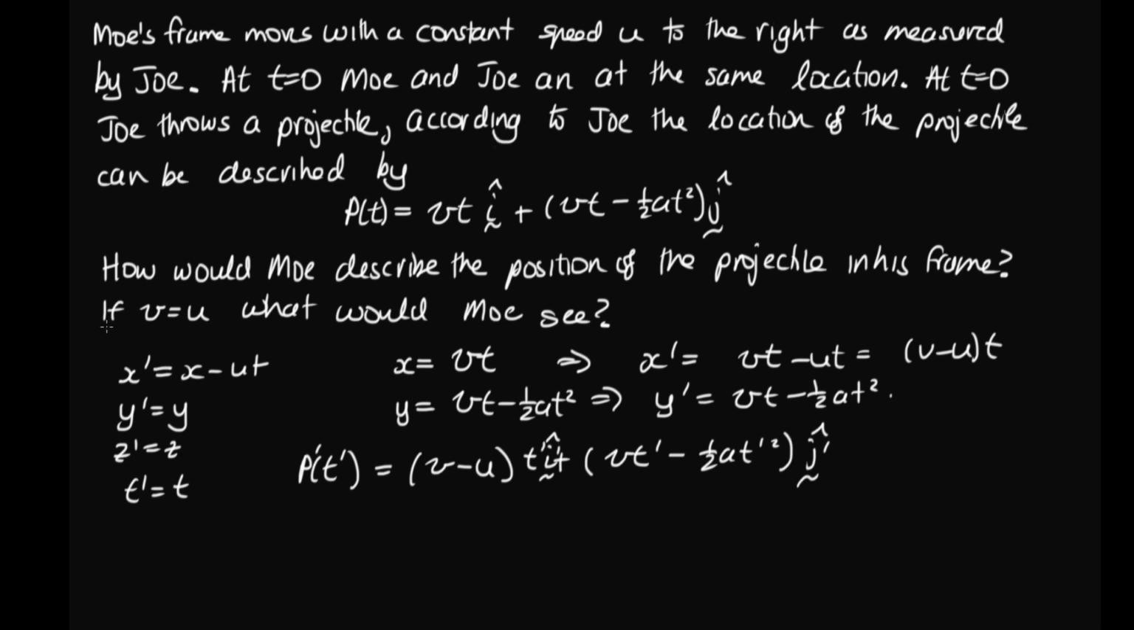Now it says if v equals u, what would Mo see? So if v equals u, well this term here is going to be 0. So we'll have p prime of t prime is equal to (vt prime minus a half at prime squared) j prime. And so you see there is now no x coordinate. So in this case, what Mo sees is the projectile going vertically up and then coming vertically down.